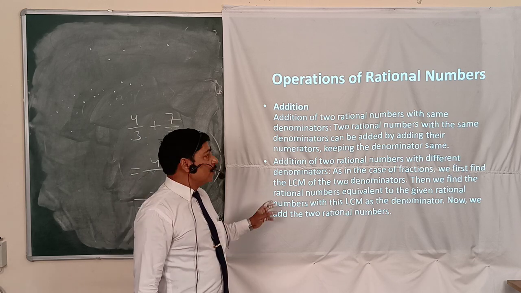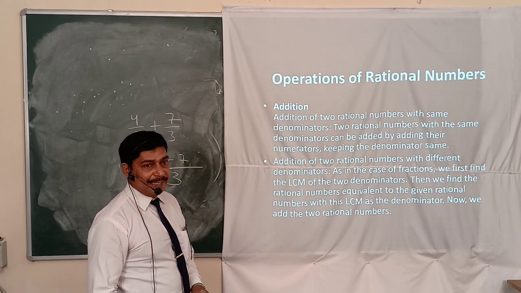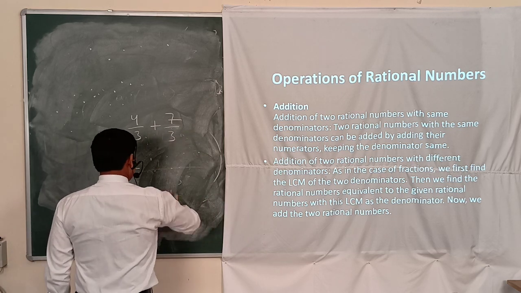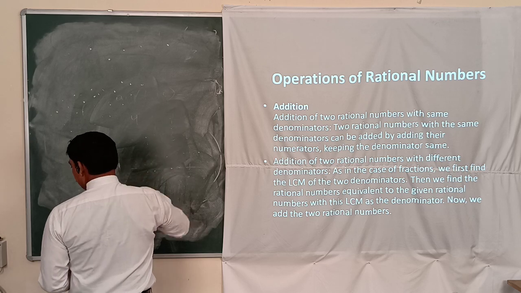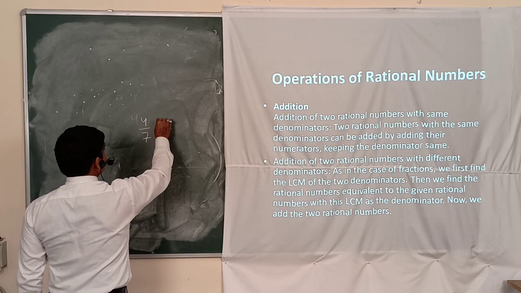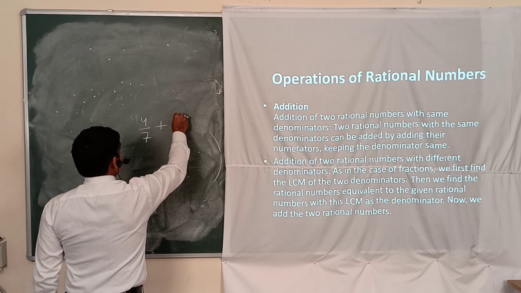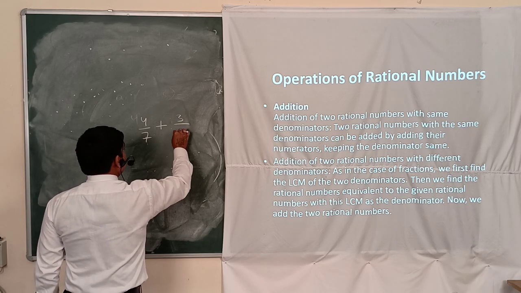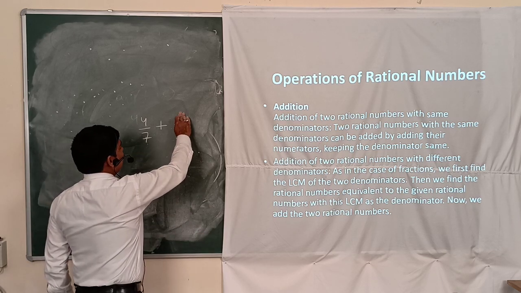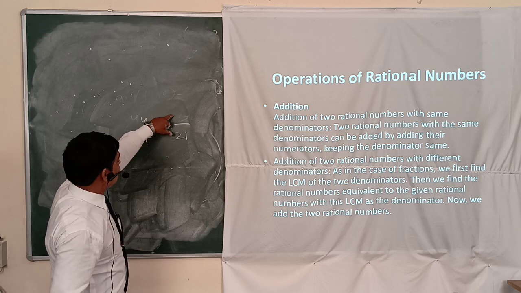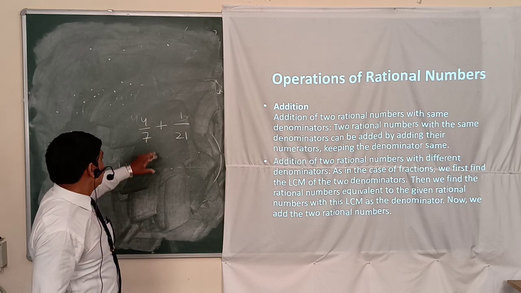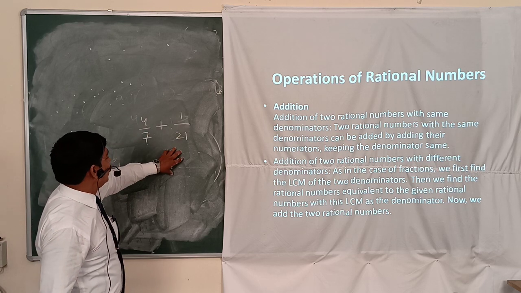In case the denominators are different, you have to adopt a different method. You have to first calculate the LCM of the denominators. I am taking one more example: 4 by 7 plus 3 by 21. Here, instead of 3 we are taking another number, 1 upon 21, because 3 sevens are 21 and it will be divisible. Now 4 upon 7 plus 1 upon 21.